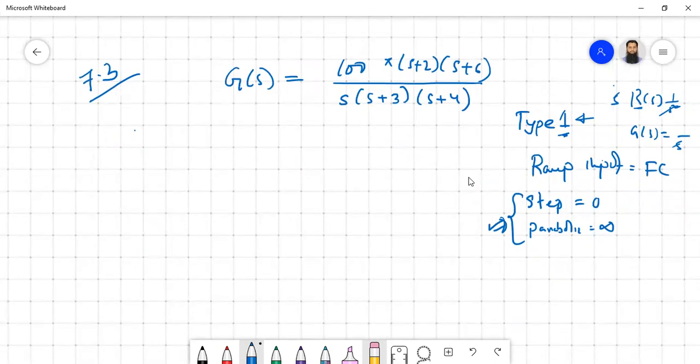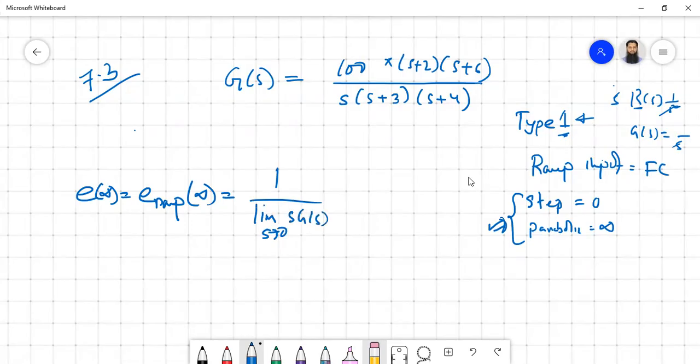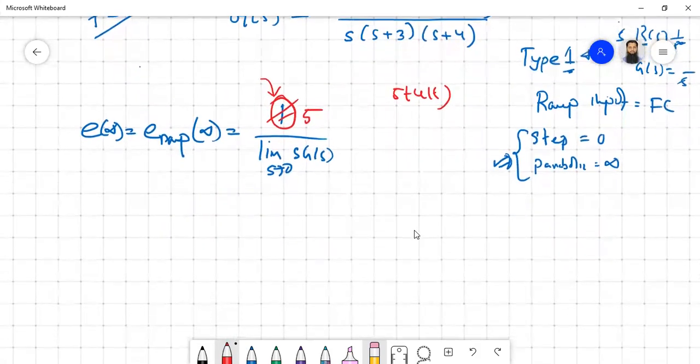I'm just going for the one that matters, that is E infinity equal to E ramp infinity. You can apply it directly or you can use the fundamental formula, so it's up to you. So 1 by limit s tends to 0, s g of s. Now the problem here is you have to be careful about this parameter here. If you're directly applying, we're not sure what this value should be, isn't it? This value here has to be 5 because our input is 5 t ut. So it will not be 1. That is why it's always better to come with the original formula. Then the possibility of error will be reduced.